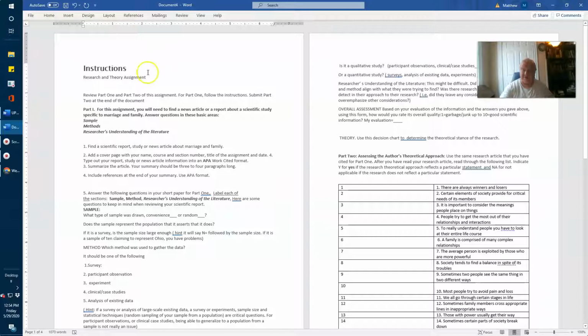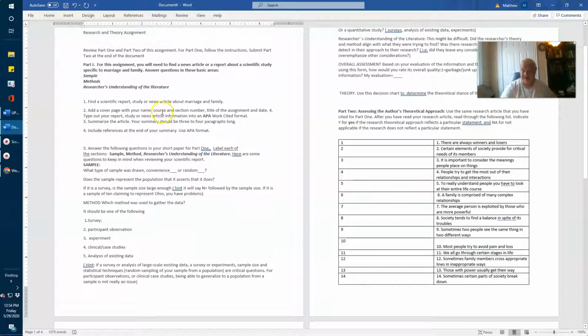So for part one, you're going to need to find an article. I don't know about news articles. Just follow the library links that we've discussed that I provided for you, go to Sinclair's library and get an article about the family. Now, here's a hint. Get an article that you might use in your final paper, that way you can reuse it for your final paper. So you're going to find a peer-reviewed report, okay?